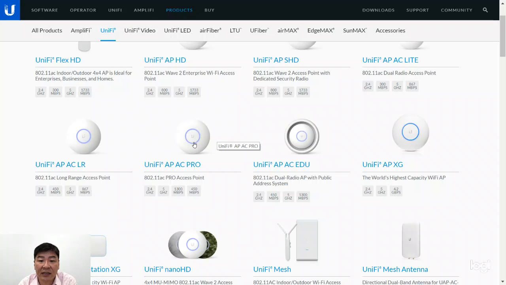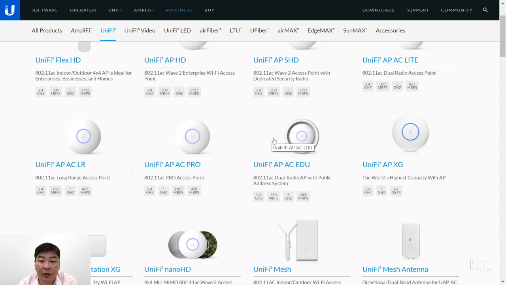Similarly, it's also using an 802.3af compliant PoE. Should the customer need to purchase additional PoE injectors, the suggested PoE injector for these three models would be the POE-48-24W-G. Make sure all of them have the G because they are all gigabit. I will not talk about the AC EDU because it has gone EOL, so it will no longer be available for ordering.